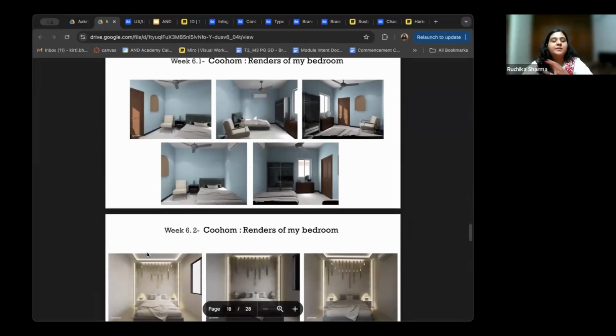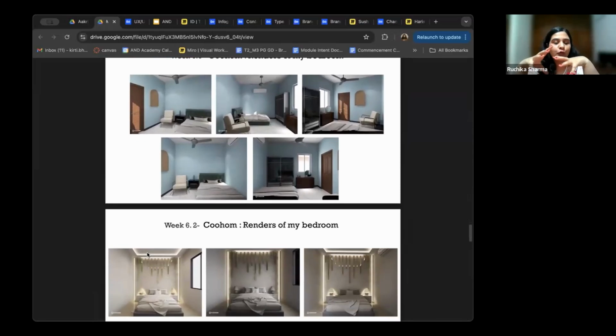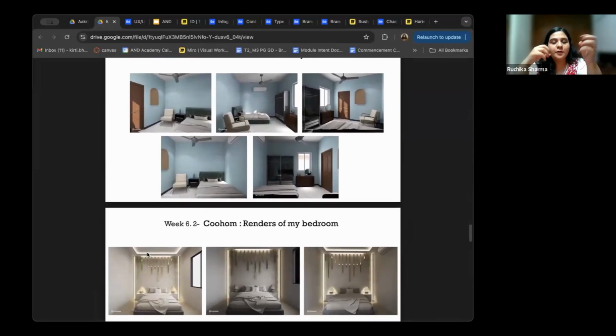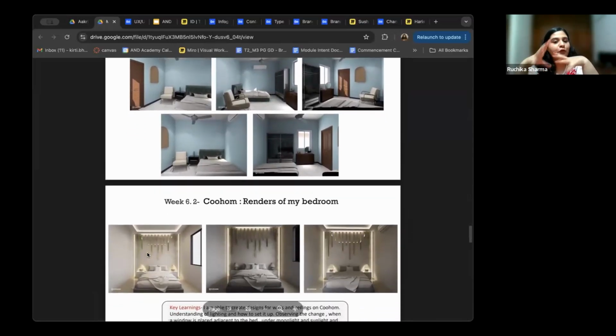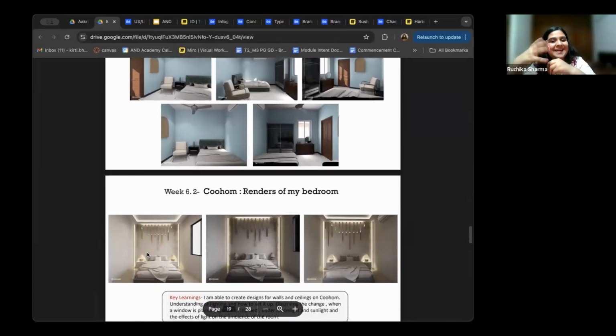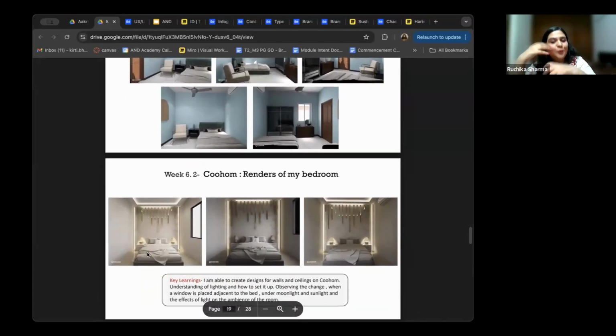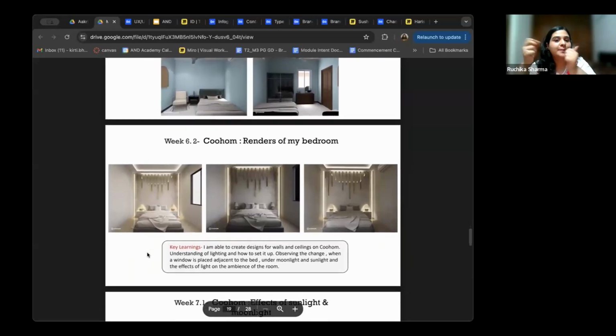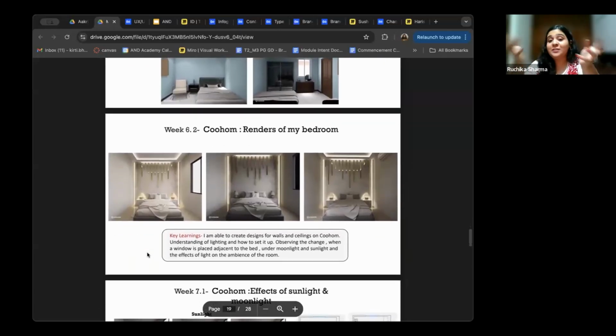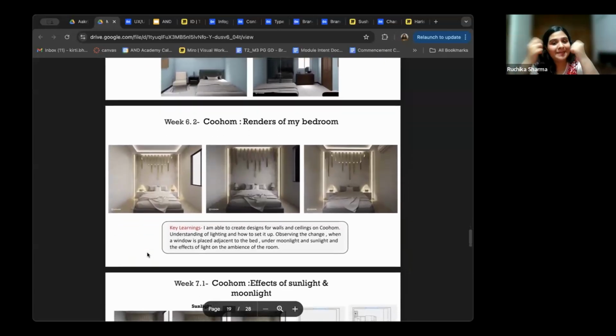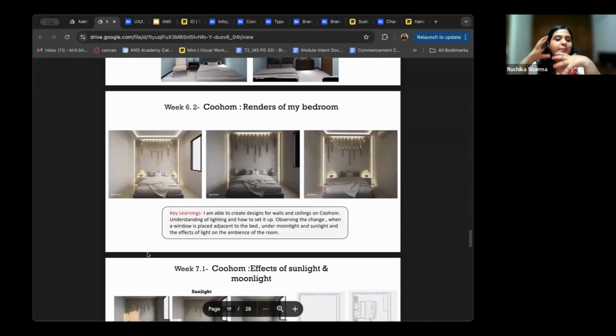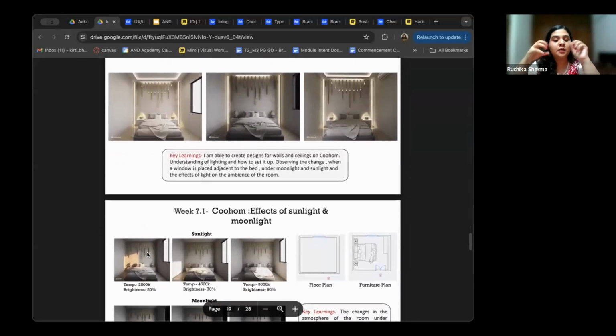Yeah, okay. So these are a few things that they've worked, a few iterations that they've done in Kuhum, which is the software that I just spoke about. It's largely AI powered, so they get a lot of opportunities to keep changing things as and when they want to change the mood of the space. The light can change the mood of the space. The color can change the mood of the space. Sometimes even the material can play a large part in determining what a space feels like to you.